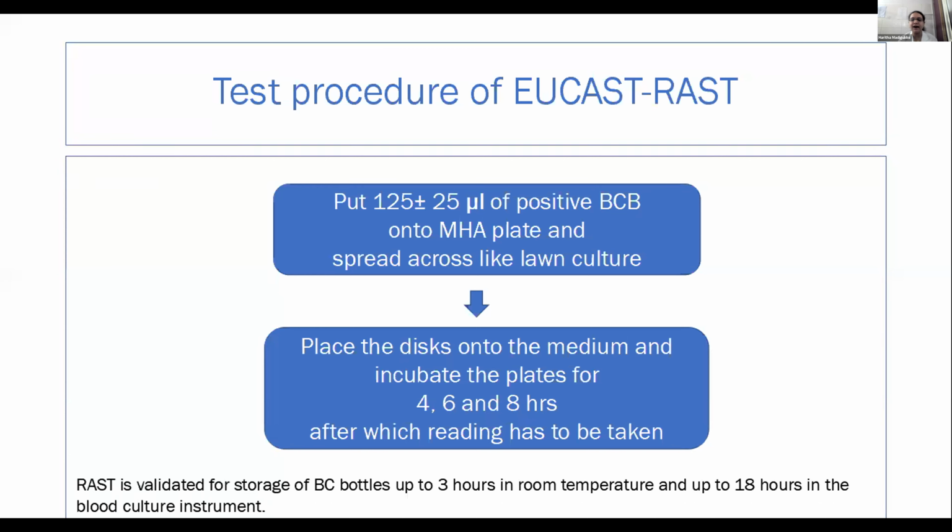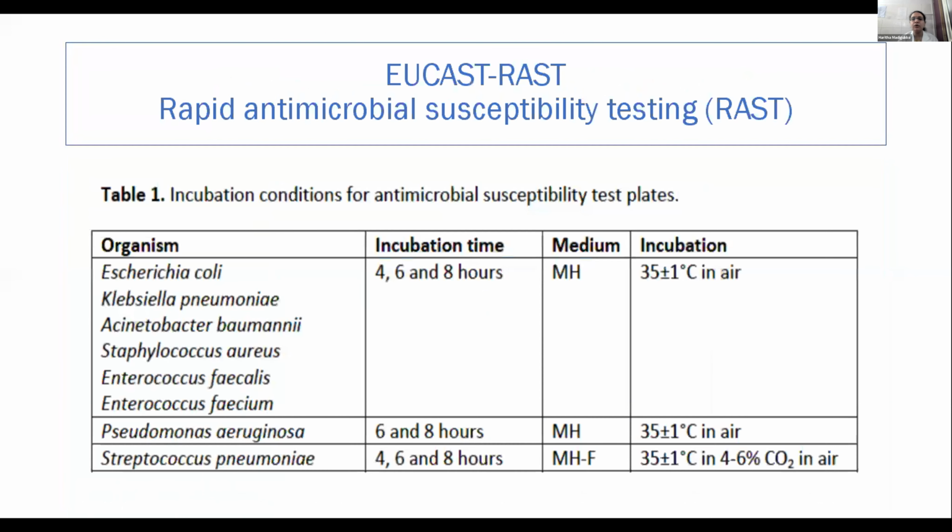Before that, the RAST is validated for storage of blood culture bottles up to 3 hours at room temperature and up to 18 hours in the blood culture instrument. This is after it flags positive. Now coming to the incubation conditions, this is the list of organisms which the EUCAST has given, along with the incubation time.